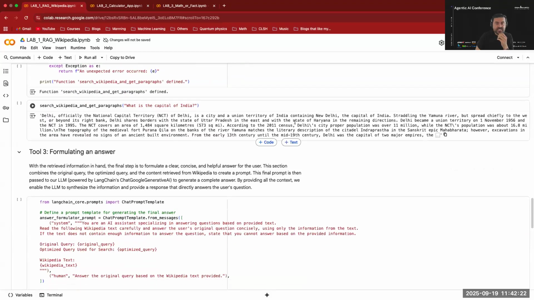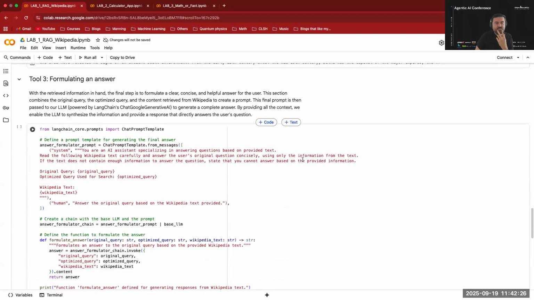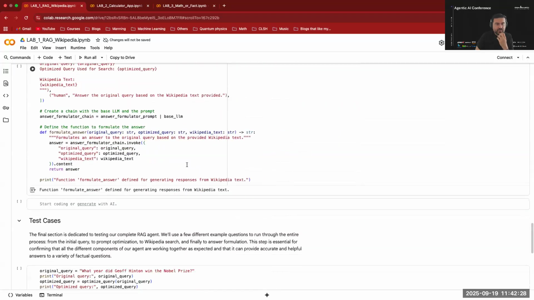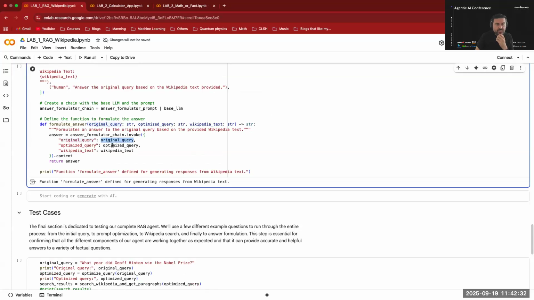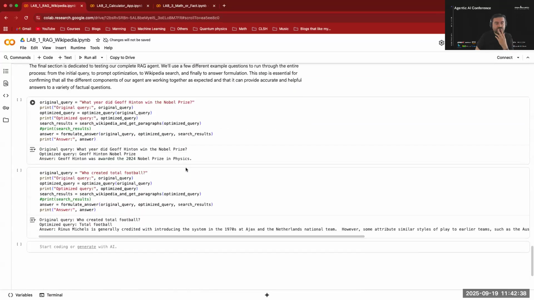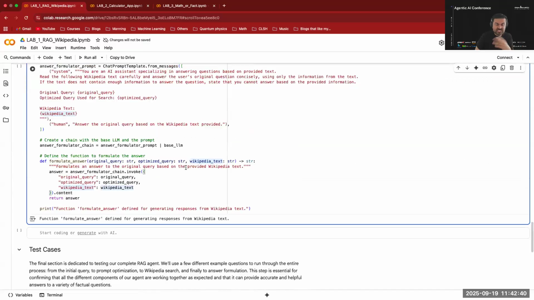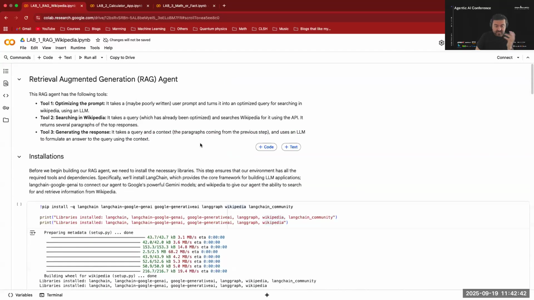And it returns a bunch of text, maybe more than what I need. And then formulating an answer simply puts them together, right? So I just say, use the original query, the optimized query, and the Wikipedia text to answer the question on a bunch of test cases. So this is just basically classic RAG.